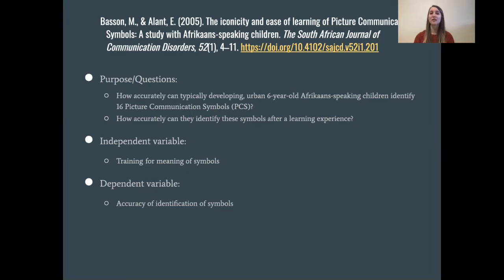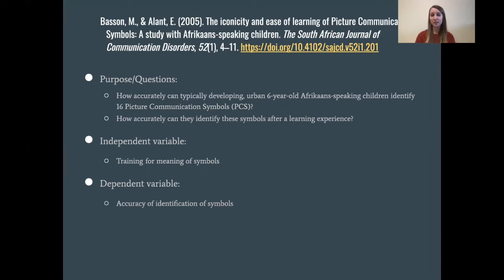So for this study, the independent variable, or the intervention that they were going to give the experimental group, was training in what the symbols mean. The dependent variable, or what they're measuring, was the percentage of accuracy in identifying the symbols.